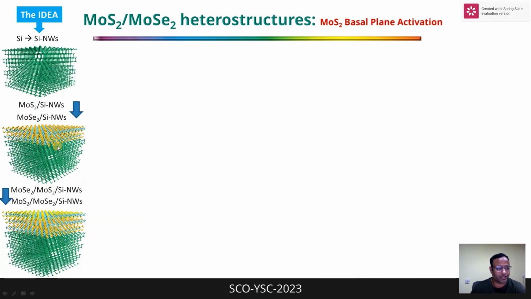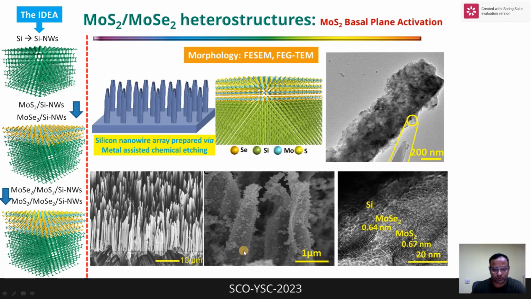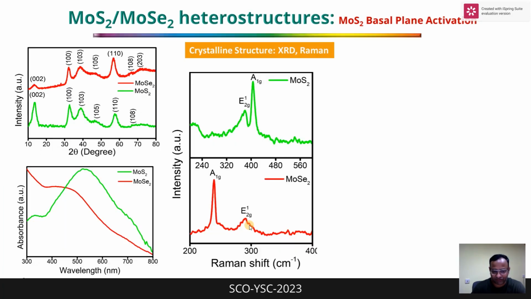What we have done is make heterostructures using MoS2 and MoSe2. In one experiment we have taken MoS2 on top, in another experiment we have taken MoSe2 on top. First we addressed the material science issues, so we have characterized them. We have taken silicon to silicon nanowire just to increase the surface area, the active area, and after characterization we could confirm the growth not only by morphology but also from the structural and optical properties.